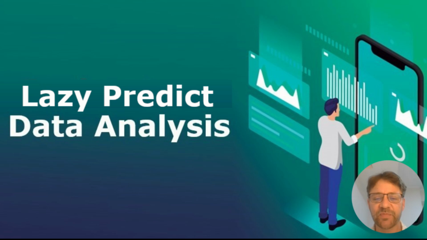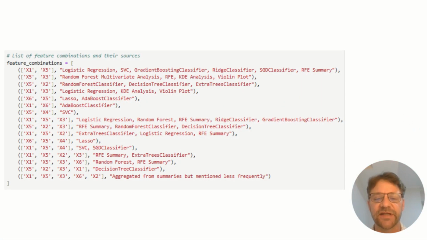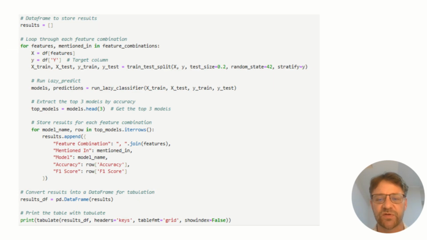So the next step in the process was to use Python's lazy predict package to get some benchmark scores for different models and how they might be working with the different feature combinations that the research has pointed to thus far. So I made a data structure, a Python list of the different feature combinations that the research is pointing to, and we ran a loop through those combinations.